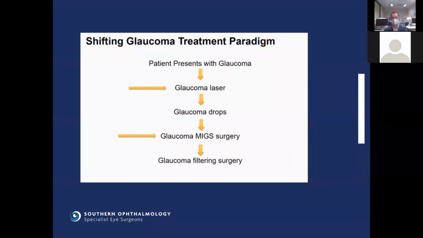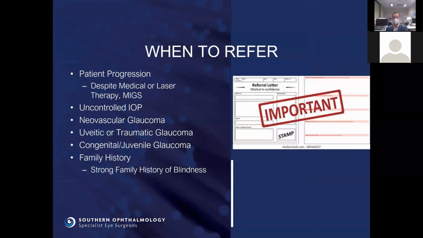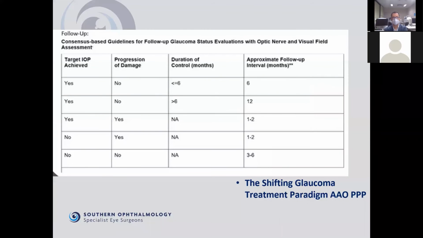filtering surgery. So which patients should be referred or considered for escalation of their treatment? Well, those patients who are progressing, have uncontrolled intraocular pressures, patients with neovascular, uveitic or traumatic glaucoma, patients with congenital or juvenile glaucoma, and patients with a strong family history of blindness.